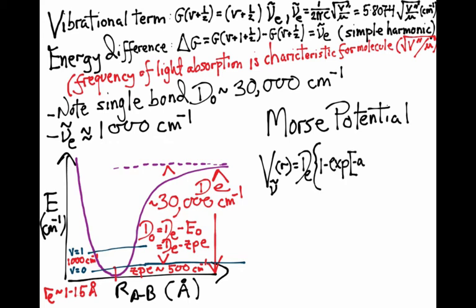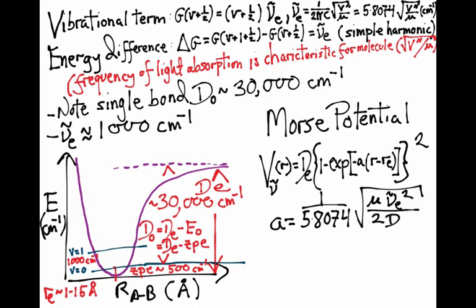It's equal to that De times a term that's kind of an exponential. It goes like 1 minus exponential of minus a characteristic distance a times r minus re, how far away we are from the equilibrium distance. That whole thing, 1 minus exponential of negative a times r minus re, the whole thing squared. Let's see, note a couple of things about this. First of all, that value a is equal to 1.58074 times the square root of the reduced mass times the equilibrium frequency in wave numbers squared, divided by twice the equilibrium bond dissociation energy.